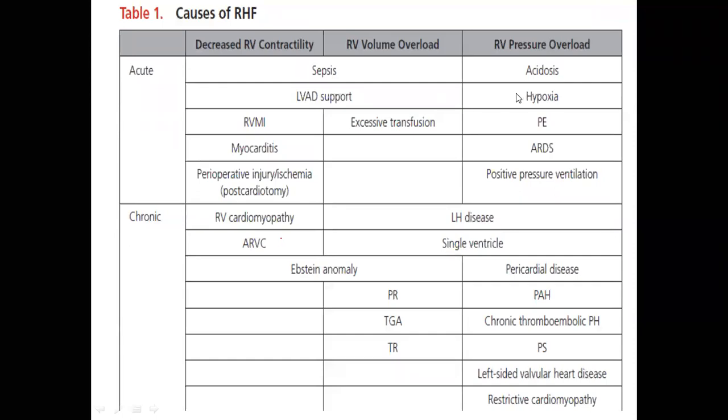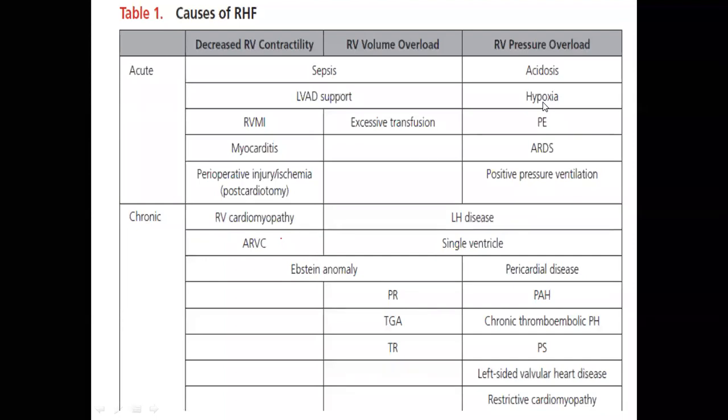acute RV failure can be classified as those which are associated with increased afterload. This includes PE, which is a very good example, and in certain patients, like ventilated patients, if our parameters are not set appropriately, patients can also have RV failure. Others are ARDS and hypoxia, because oxygen is the most important physiologic pulmonary vascular vasodilator. So hypoxia will have a vasoconstrictive effect and increase afterload. Acidosis does the same thing.